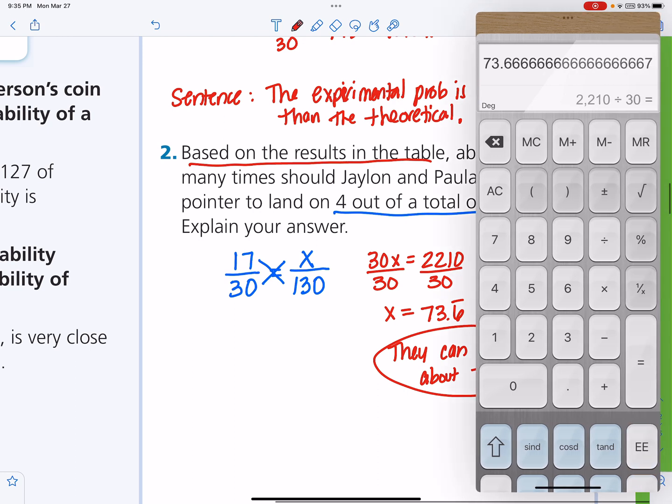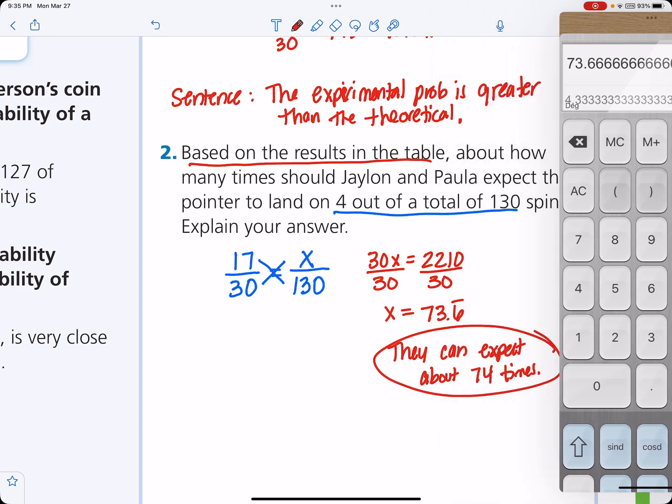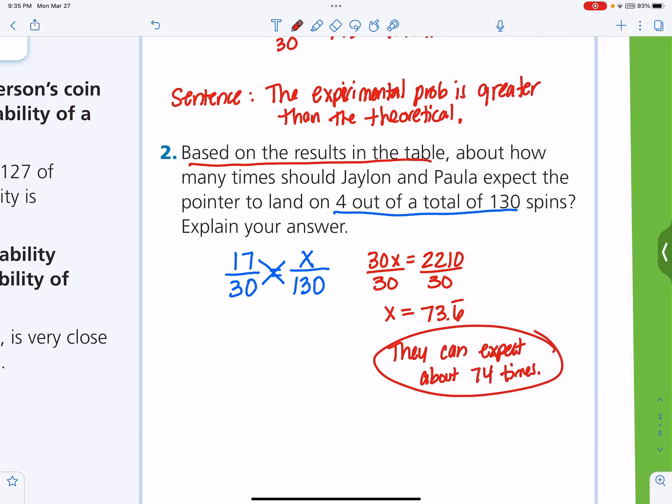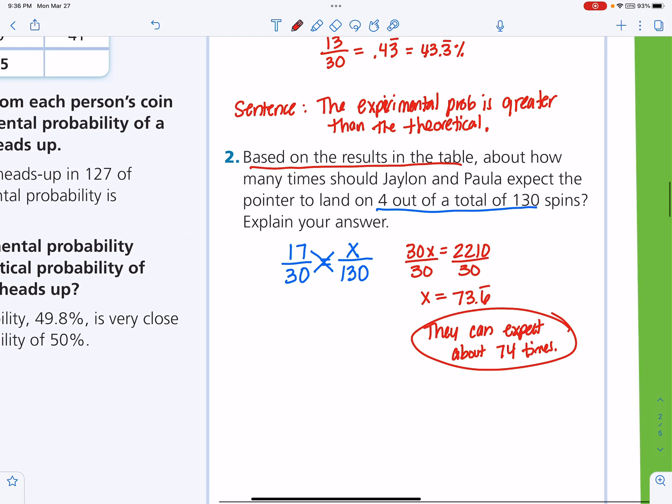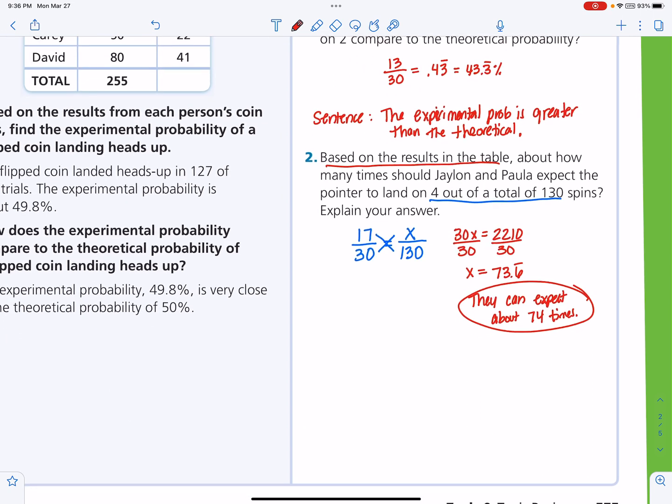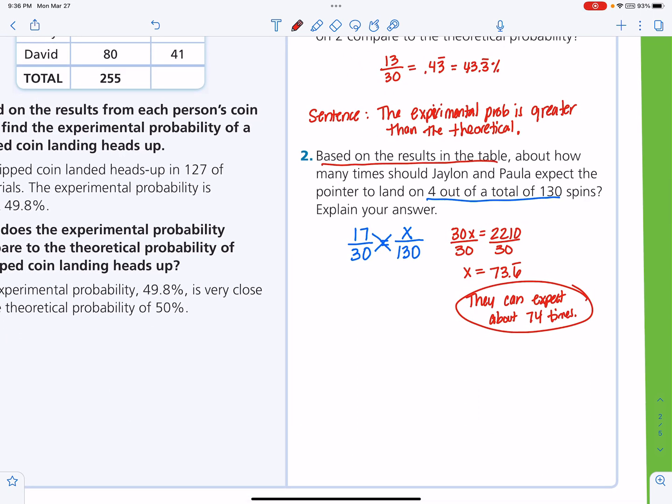Let's go ahead and see what that would have looked like. 130 divided by 30. There's the multiplier times 17. 73.6 repeating. Yeah, so you end up getting the same thing since it said about. Okay. So that'll be good with that. You're not going to have to explain your answer on your test. As long as you show your work, you're going to be good with that one.